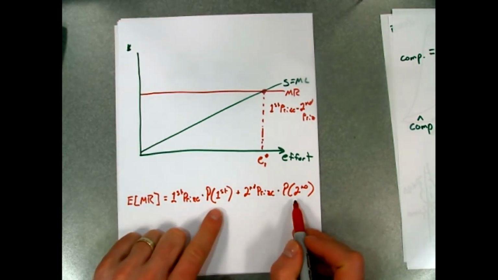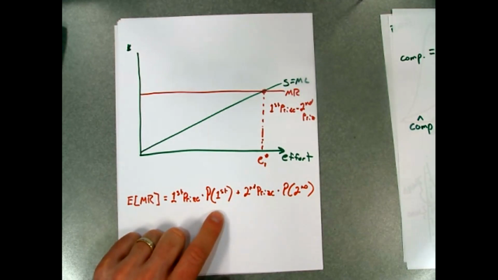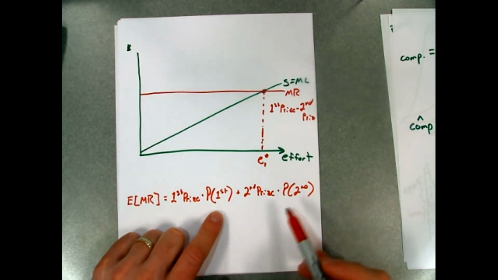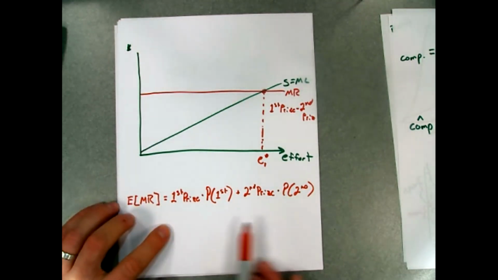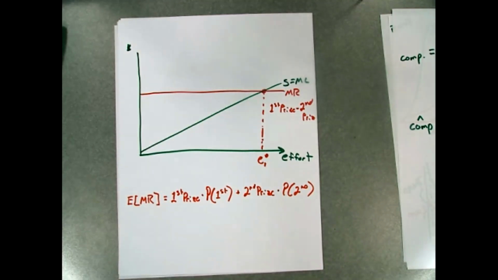Now, if it's a 2-person tournament, these should add up to 1, right? My probability of winning and my probability of getting second, those would be all possibilities. But you can imagine if there were more than 2 people, you would just keep doing this, right? Value of third prize plus the probability I get third, et cetera, et cetera. And you're really building up this expected marginal revenue from putting in a certain level of effort.